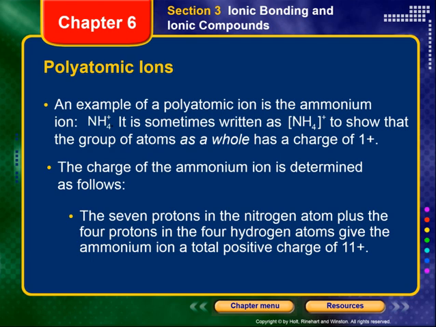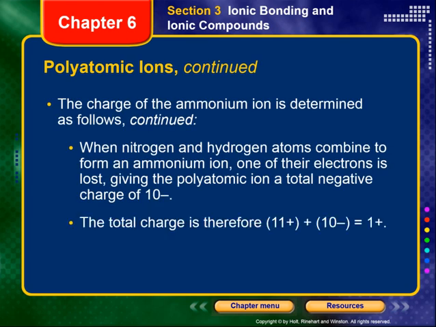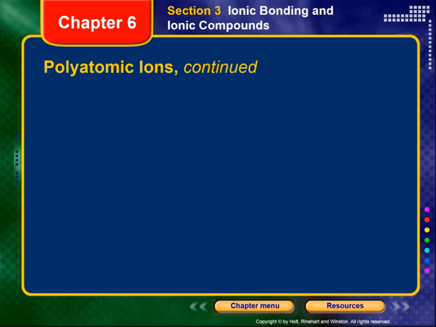The charge of the ammonium is determined as follows. We know that nitrogen has 7 protons because it's number 7, and there are 4 protons from the 4 hydrogen atoms. So altogether, that's 11 positive charges. But when we count the number of electrons, when nitrogen and hydrogen atoms combine to form an ammonium ion, one of their electrons is lost. That gives the polyatomic ion a total negative charge of -10. If we add the +11 and the -10, we have an overall charge of +1, and that's where the +1 comes from.